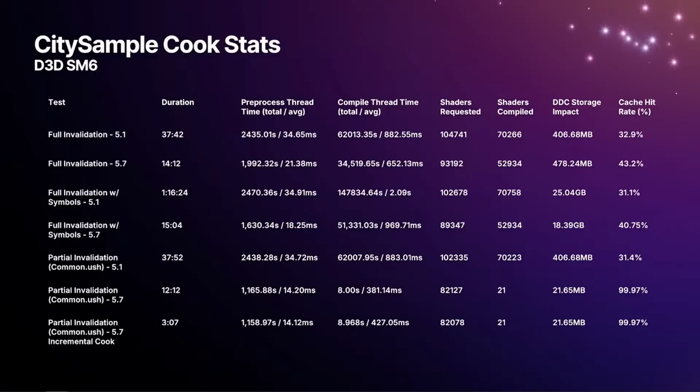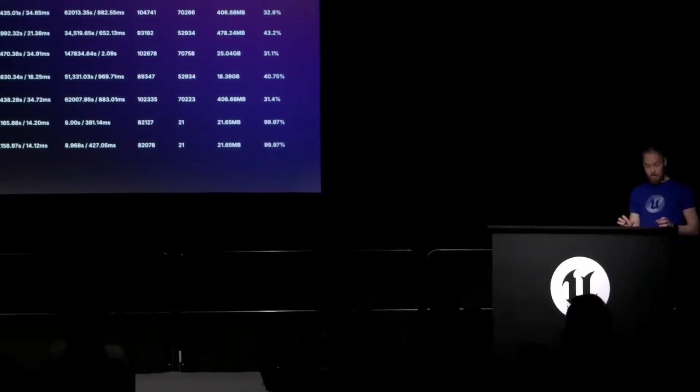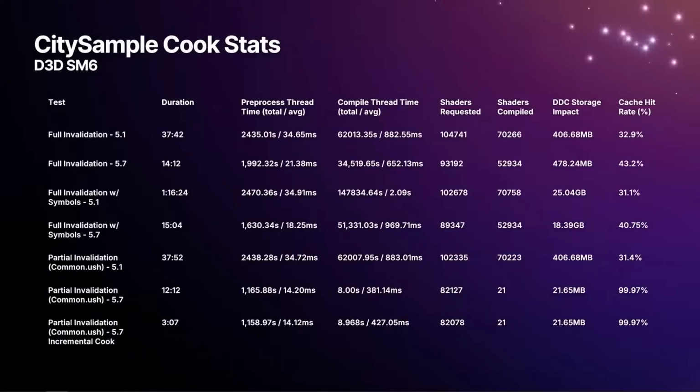So there were 3 tests that I ran. First is a full invalidation. So I bumped shader version.ush, which causes all shaders to recompile. Did the same thing again, but with symbols on. And then finally, I did a partial invalidation. I just made a small change to a single function in common.ush, which is the pseudo volume texture function, which is used by only a small handful of shaders. So I also ran all these tests with a fully primed DDC from a previous cook, just to make sure that only shader work is being done in these cooks. So no other impact.